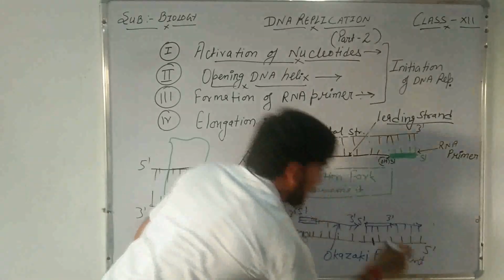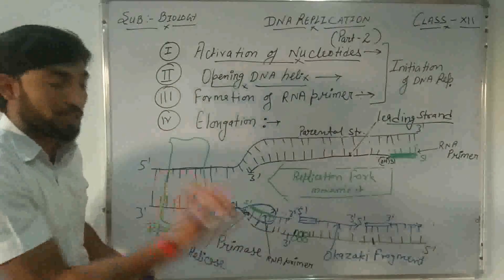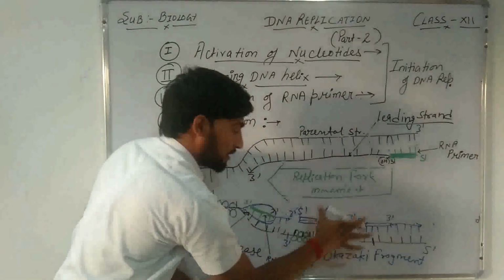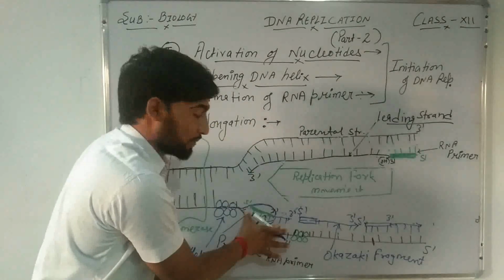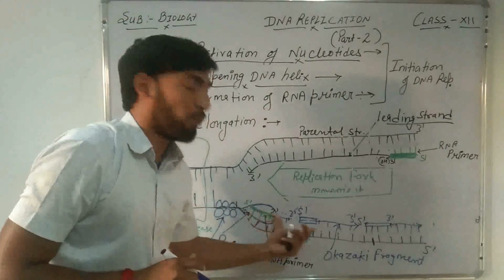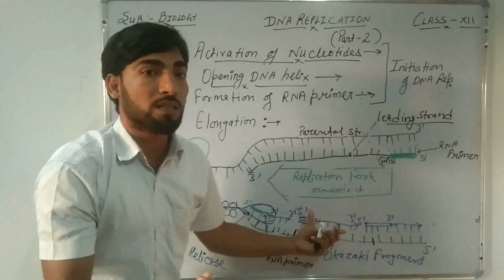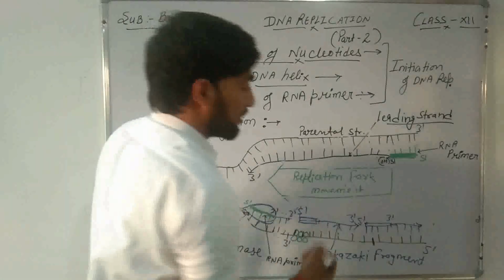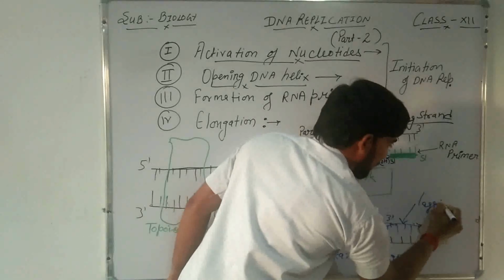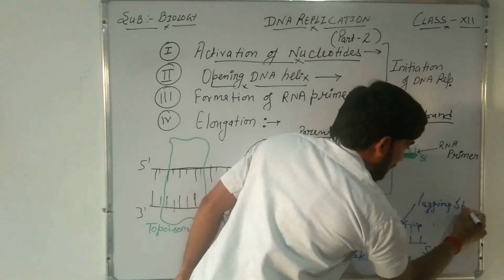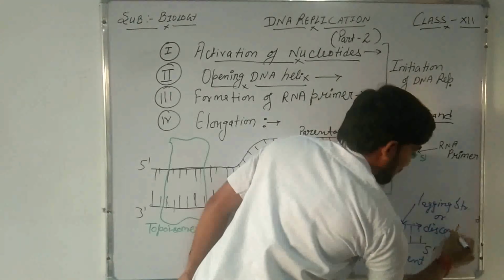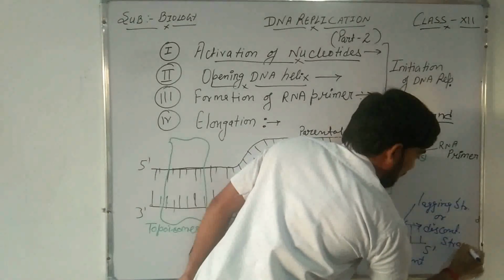And because this strand is synthesized in a discontinuous manner, first this fragment is synthesized, then this one, then this one. So this DNA is synthesized in the form of DNA fragments, that is in a discontinuous manner, and that's why this strand is known as the lagging strand, or it is also known as the discontinuous strand.